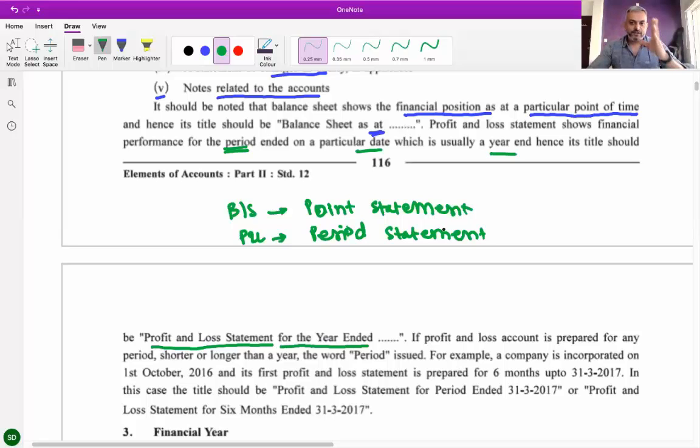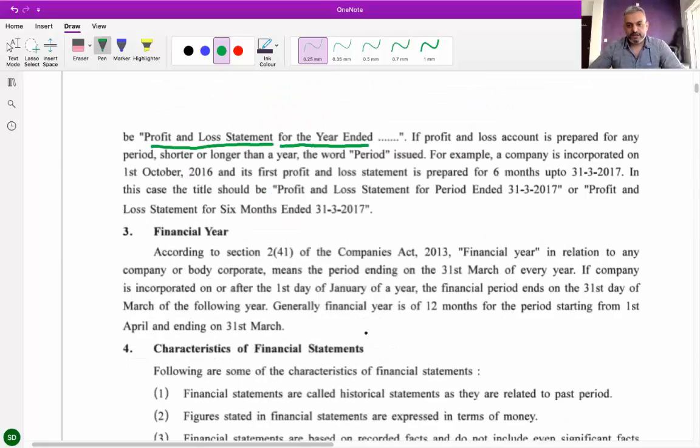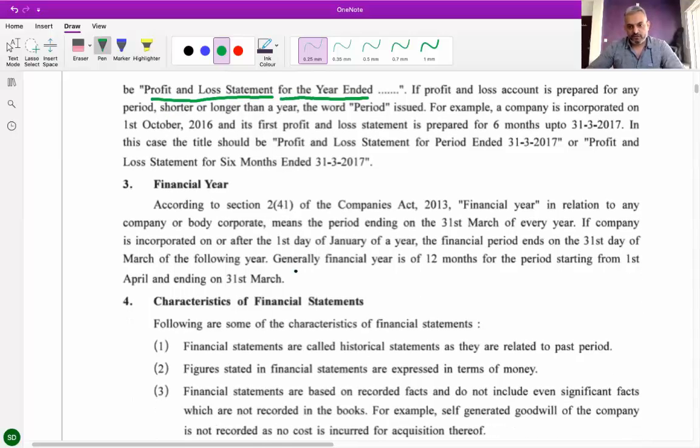Balance sheet means the financial position of the company at a particular point of time. So if I say 31st March, it will be the position as on 31st March for a particular year. But when I say profit, it is for the full tenure of 1 year generally. So you may write this. Now, financial year, we all know what it is. Generally the financial year is of 12 months, starting from 1st April and ending on 31st March.